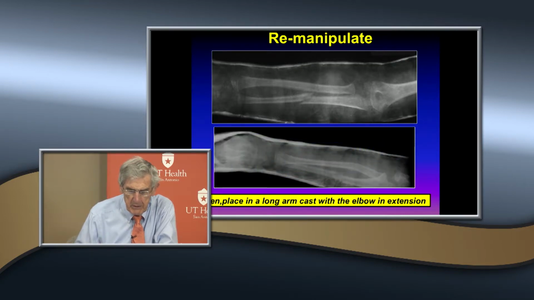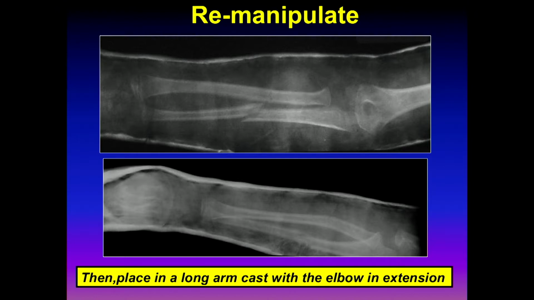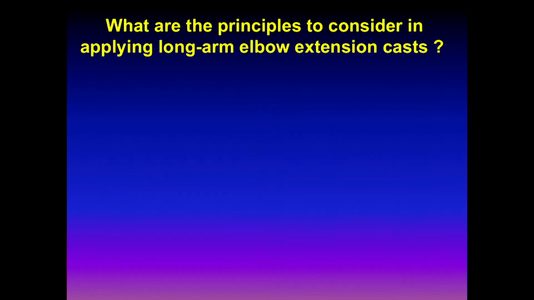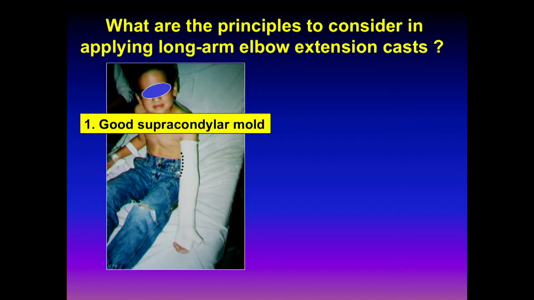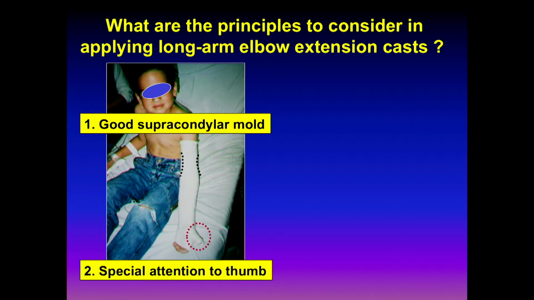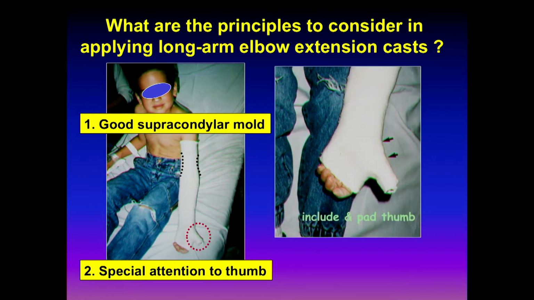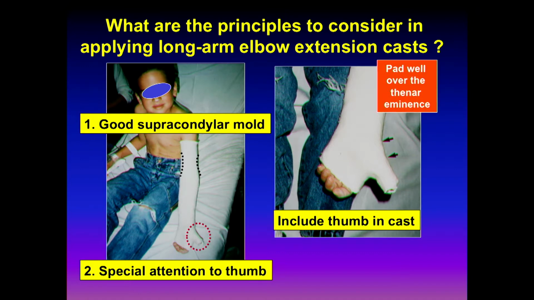So here you have it, and it's still got a little bit of apex volar, but it's within acceptable limits. And it's now in pronation. So the principle is to consider a long arm cast in extension. You need to put a good supracondylar mold. But the real key that keeps it from sliding is that you have to include the thumb. If you don't, it'll slide down and start to rub. So it's important that you include the thumb and put it in full abduction. And here you pad well over the thenar eminence.